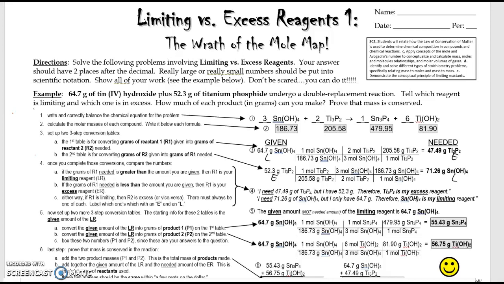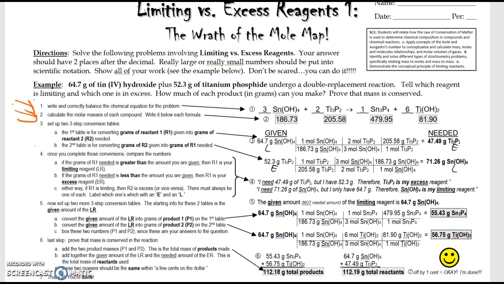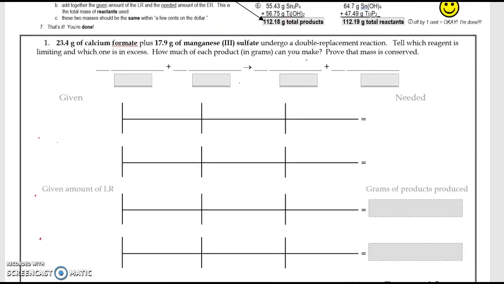Hi guys, this calculation is on the last worksheet that you got on Friday, which is limiting and excess reactant calculation. On this worksheet, if you notice, all the rules that you took in the notes are actually listed here. The first thing it says is write down and correctly balance the chemical equation. Then it says calculate the molar mass. So I'm going to go ahead and do that exactly.